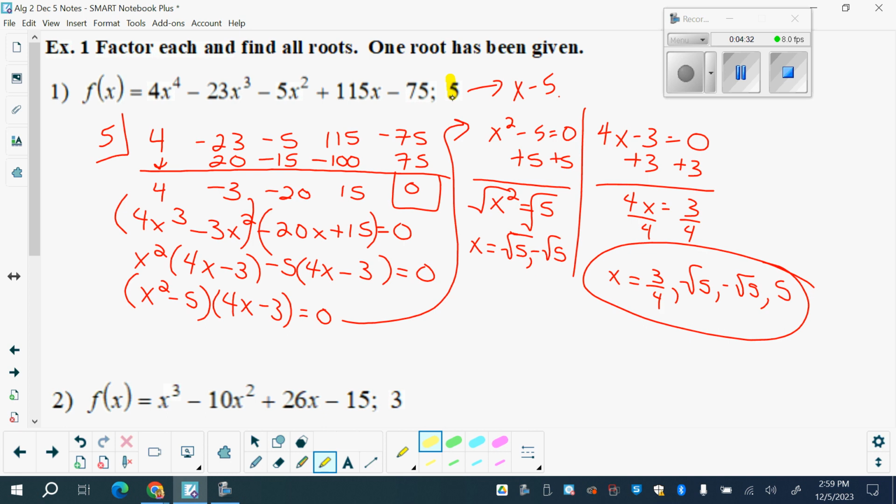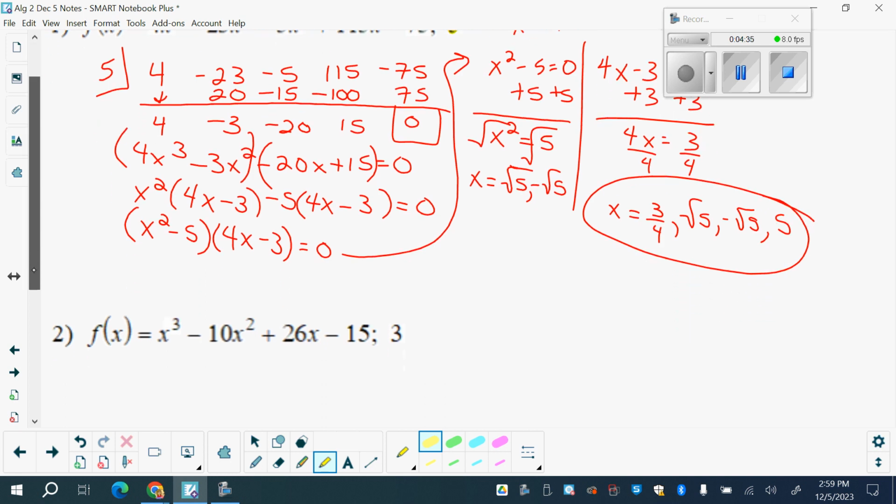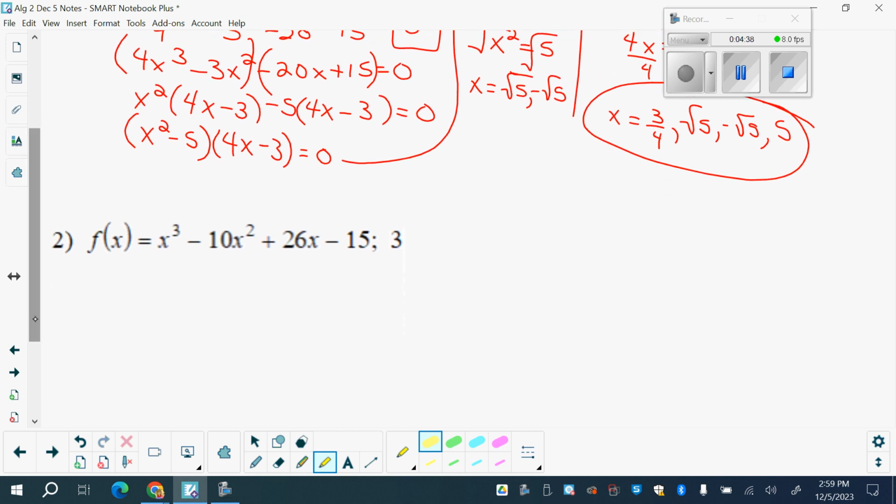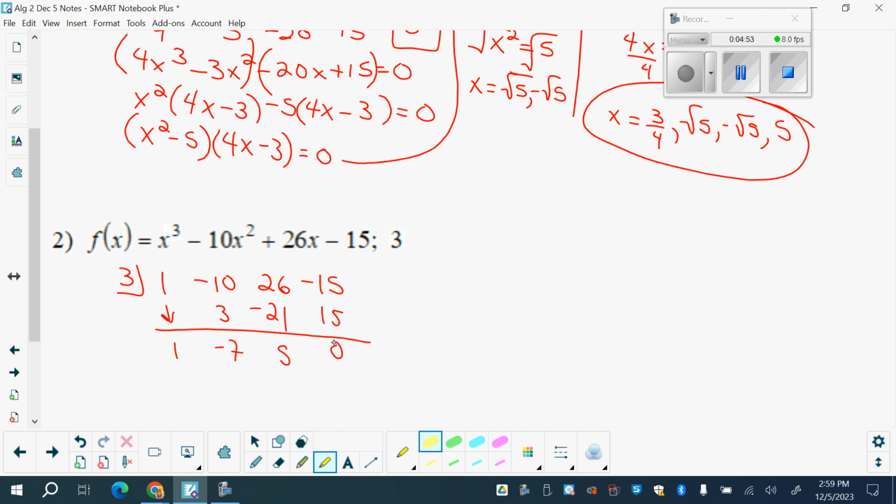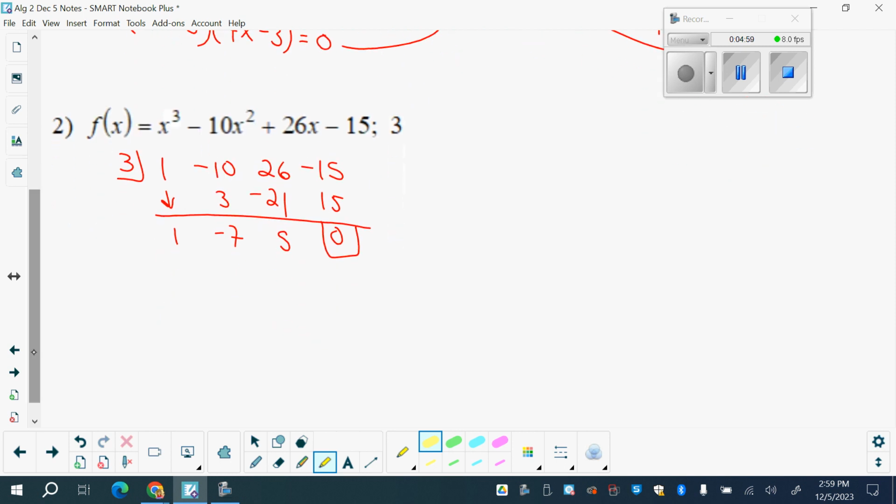Okay, I'm going to quickly go through the next one because I want you to have some time to work on this. So we would start out with using our synthetic division. And again, we get 0, which is what we want. And then this equation here would be x to what exponent? Squared, because it was x to the third, and we divided by x minus 3. So x squared minus 7x minus 5 is 0.